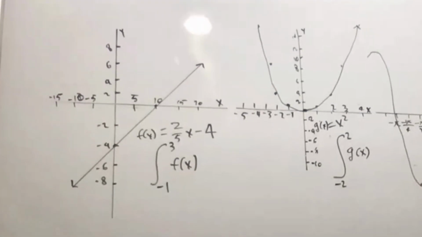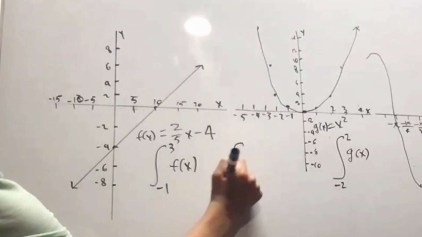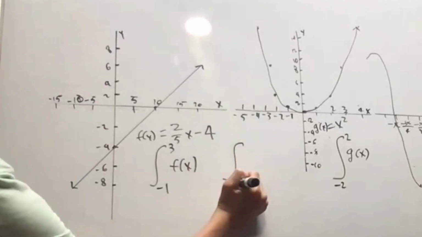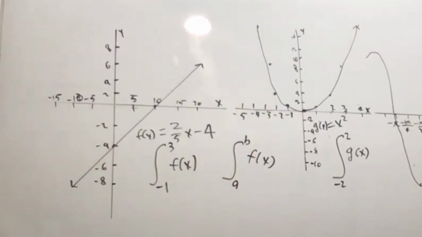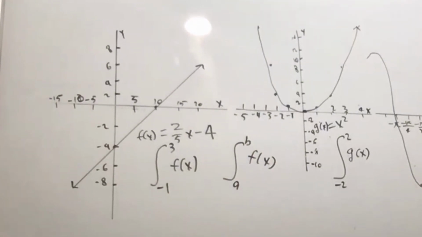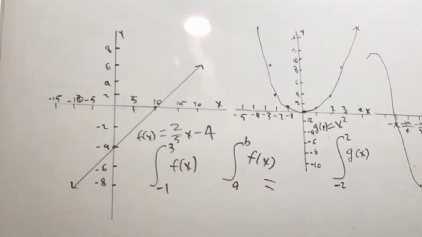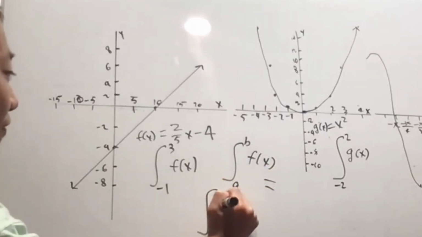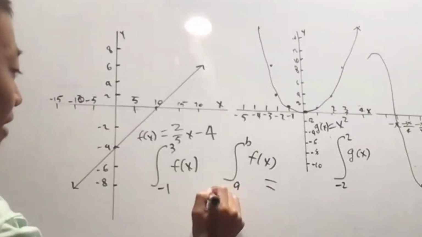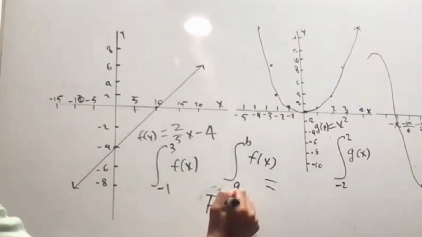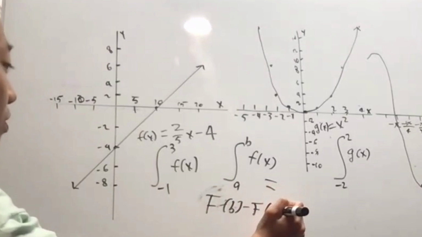To integrate a function, we write it in the form of this symbol from a to b of f of x. Now, the fundamental theorem of calculus states that this is also equal to the antiderivative of f, which I denote as capital F of b, minus the antiderivative of f of x when you plug in a.